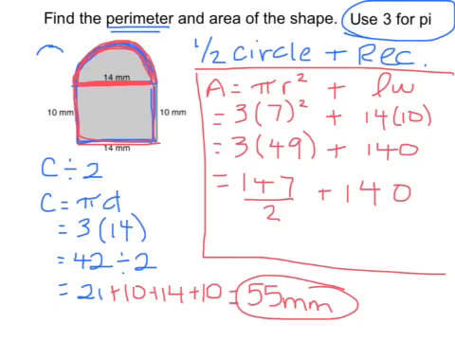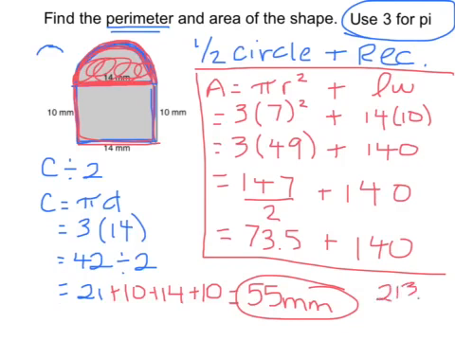So when I divide 147 by 2, I end up with 73.5. Everybody, I hope you understand why I'm dividing it by 2. It's because this is a half circle. Now, all I need to do is add 140 to 73.5, and you end up with 213.5 millimeters squared. So there is the area.